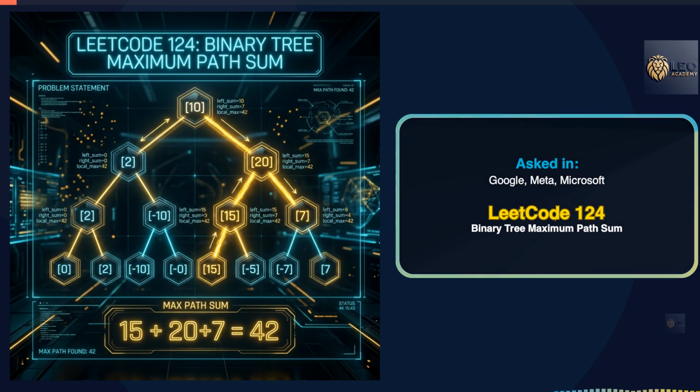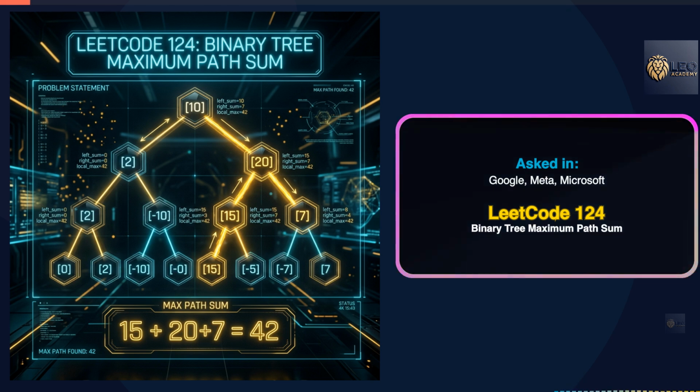Today, we are mastering one of the most famous hard problems on LeetCode, number 124. Binary tree maximum path sum. This is a classic interview question that tests your deep understanding of recursion. Let's look at the problem statement.